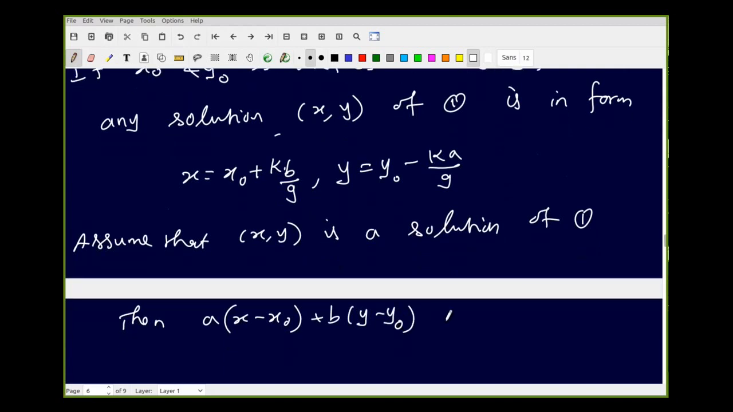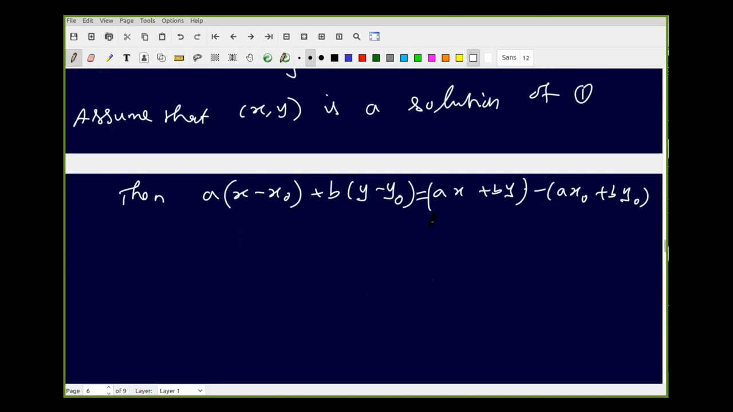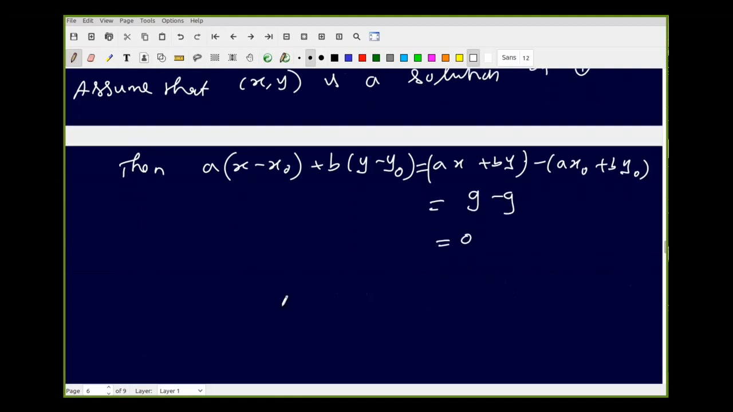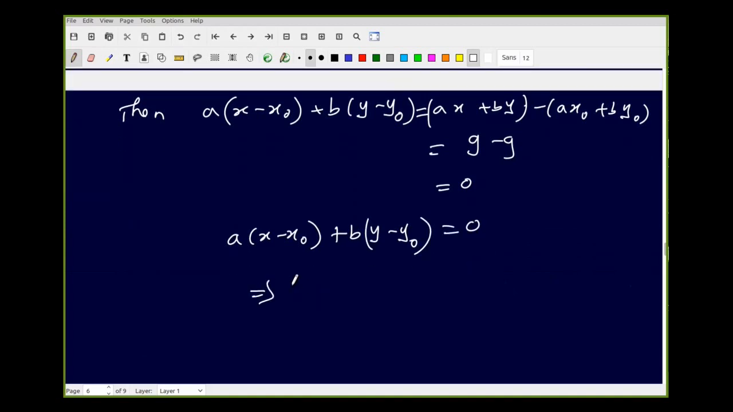Okay, you can separate them. This is (ax₀ + by₀) minus (ax + by), the whole thing. Here (x₀, y₀) and (x, y) are solutions, so this is g minus g, we get 0, right? So here we have a(x − x₀) + b(y − y₀) equal to 0, which implies that a(x − x₀) equal to b(y₀ − y).